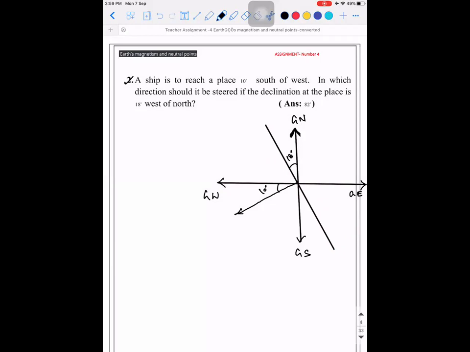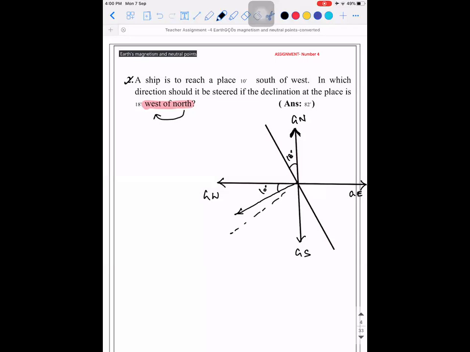Sir, how is it close to north? I got confused. Listen. West of north means from north he is turning towards west. That is the meaning. These kinds of questions will be used in the relative velocity concept also, so make sure you're clear with this. West of north means from north towards west, the angle is 18 degrees. That is why it is close to north. Okay, sir. Thank you.